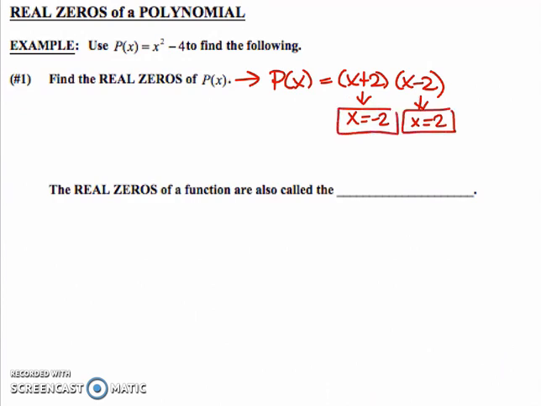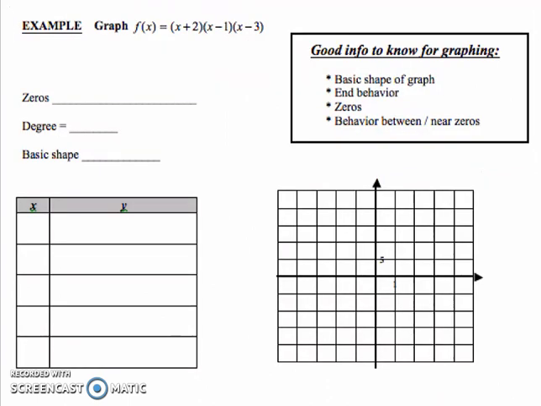The real zeros of a function are also called the solutions, because they are the values that make the function equal to 0, or they are the x-intercepts. So now we have another example. This function is given to us in factored form.